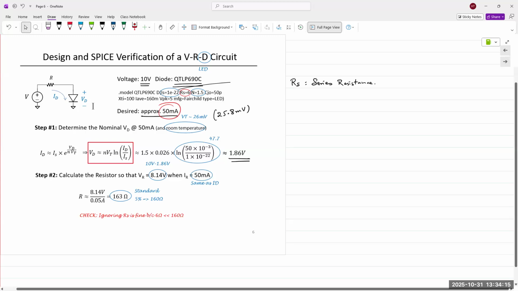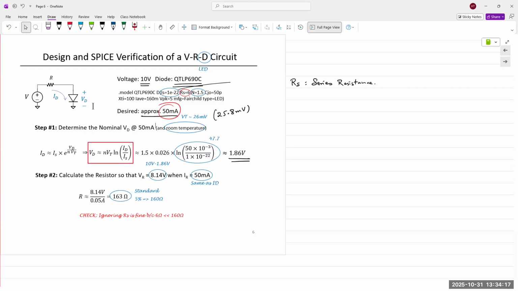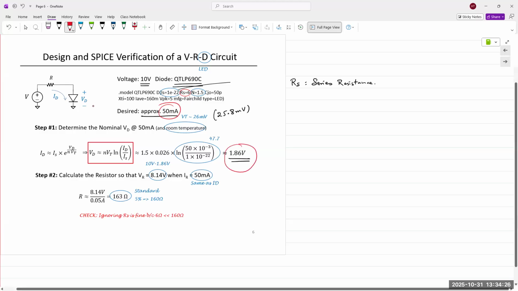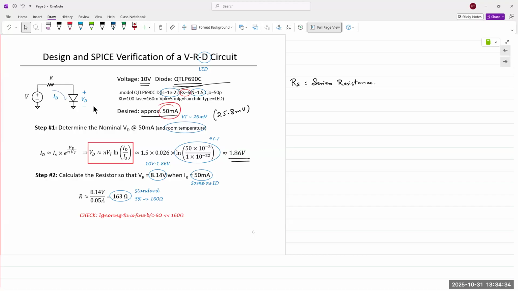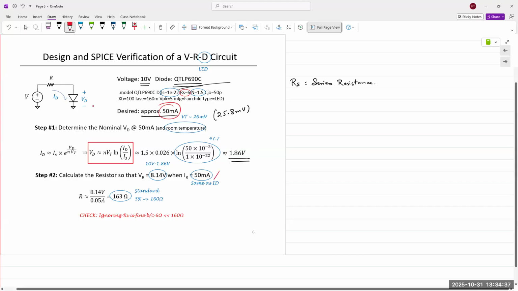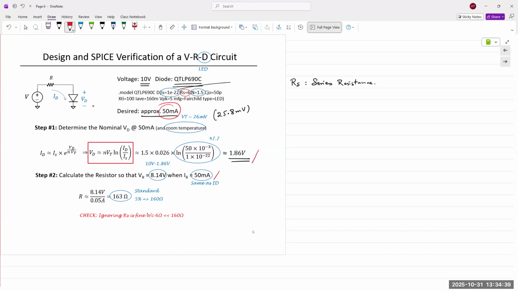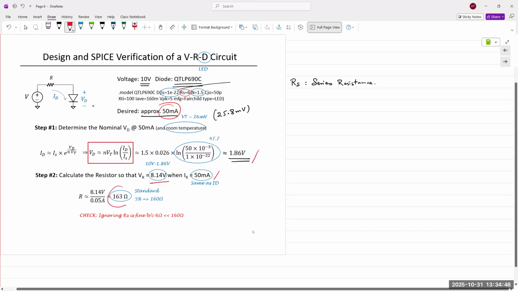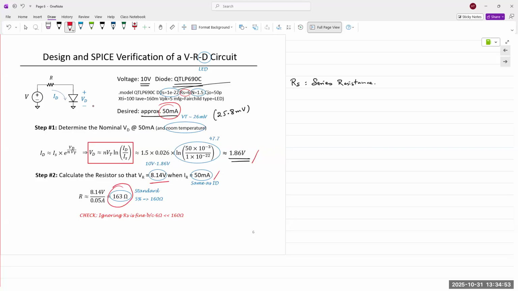So now the next part of the design is that we want to calculate the resistor value. Since we found the diode voltage is 1.86, the diode is dropping 1.86 volts. That means the resistor must drop 8.14. If you are limiting the current to 50 milliamps and the diode voltage is 1.86, then the resistor voltage is 8.14. Apply Ohm's law, and we obtain the value as 163 ohms.